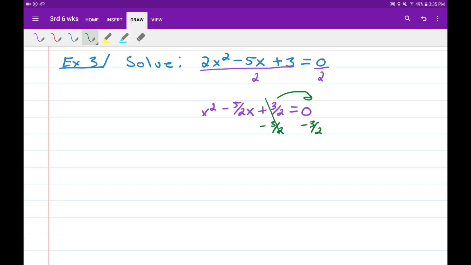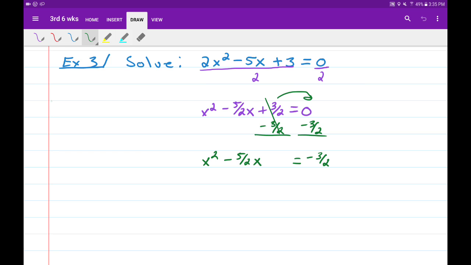Okay, so again, let's cancel. And we get x squared minus 5 halves x, and then leave some space. We're going to get a negative 3 halves. All right, so our b coefficient is a negative 5 halves. So don't let the fraction scare you.